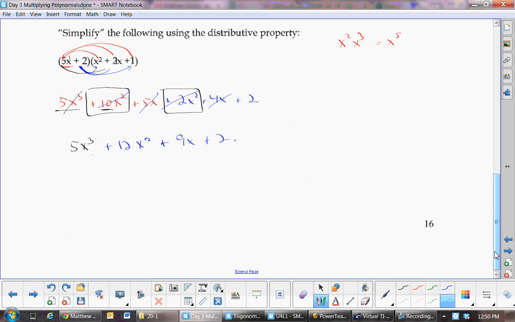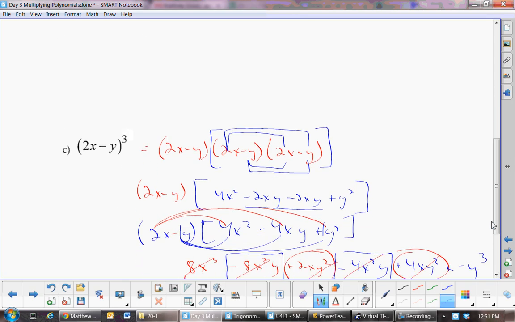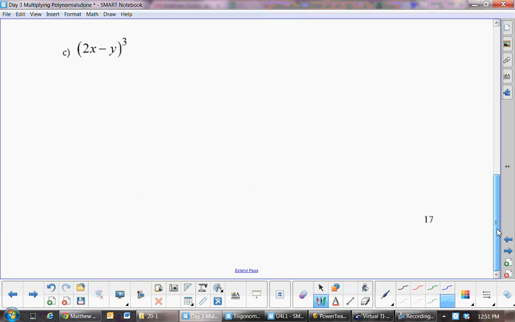Okay, so we don't have to do A or B. Let's go to C. Okay, now C is not 2x cubed minus y cubed. Okay, if life was only that easy. When you have a binomial cubed, you have to turn it into 2x minus y times 2x minus y times 2x minus y.